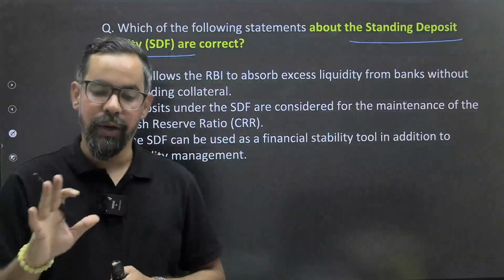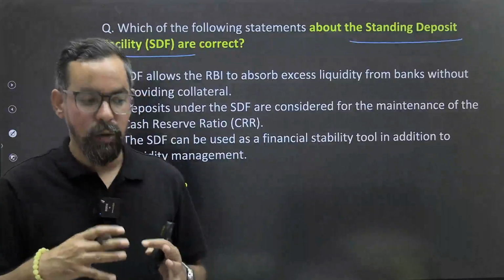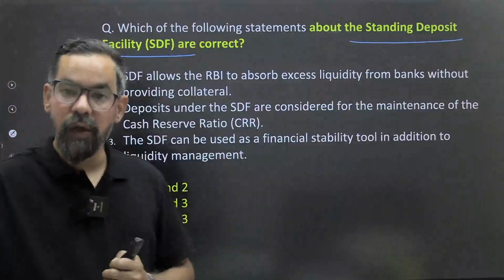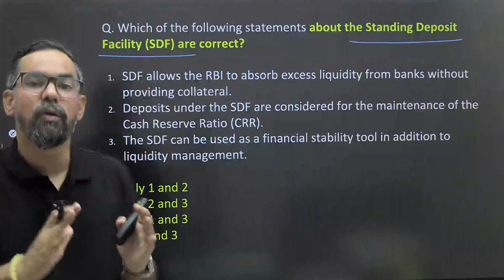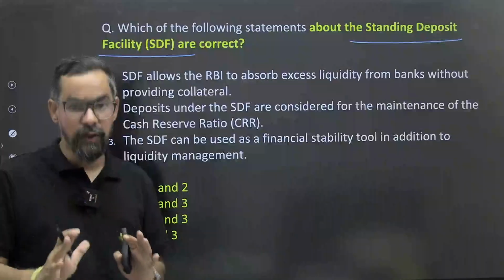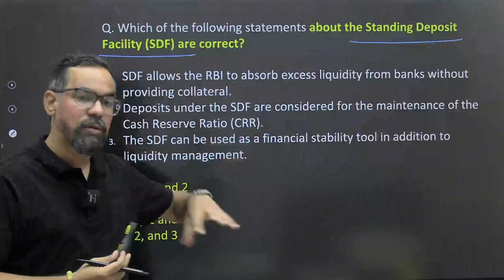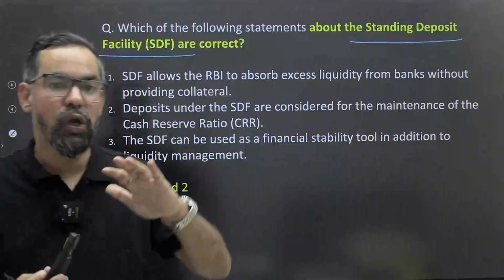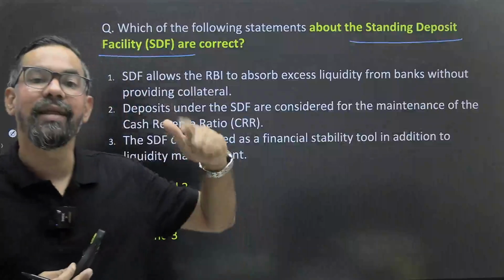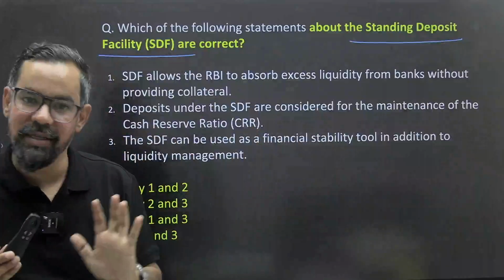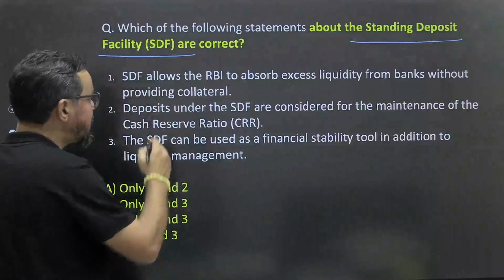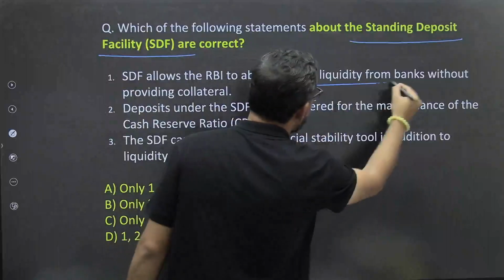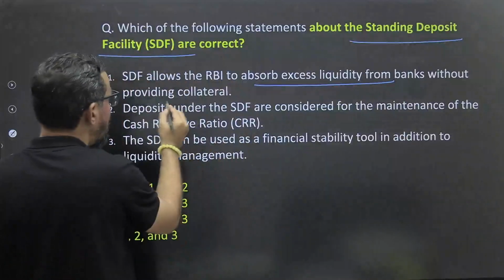So reverse repo rate is the rate at which commercial banks deposit their surplus money with RBI, and RBI provides collaterals in case of reverse repo rate. SDF is similar to the reverse repo rate, but in this particular case RBI does not provide any collateral, but banks get a higher rate of interest. So that is the only difference, right? So SDF allows RBI to absorb excess liquidity from a bank without providing collaterals.